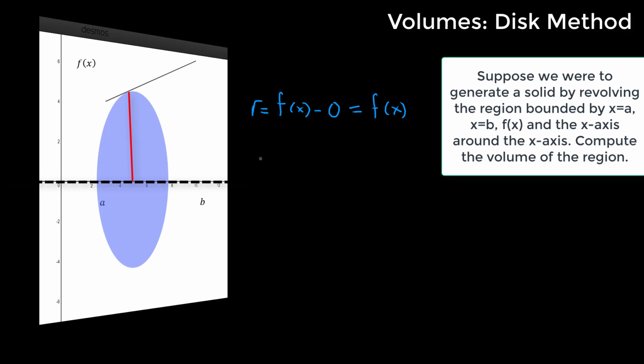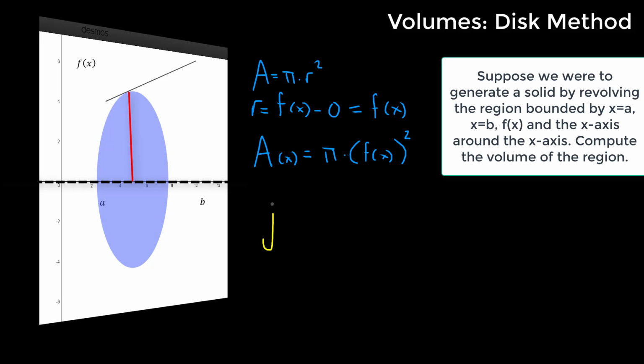And so now we can replace that radius back into our area formula. Because remember, the area of a circle is pi r squared. So our area function written in terms of x, we will have pi times our radius, which is f of x minus 0 squared. And there we go. The area of each cross section is pi times f of x squared. And now we'll just need to integrate as follows.